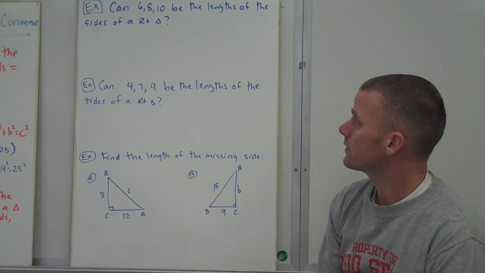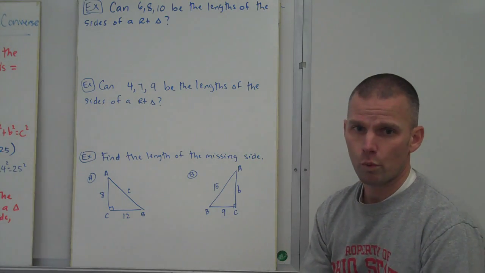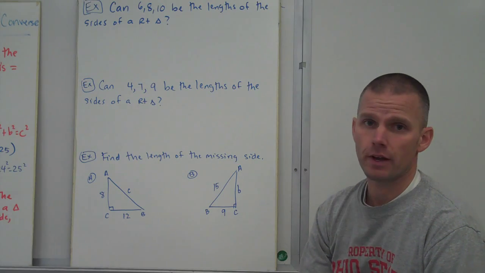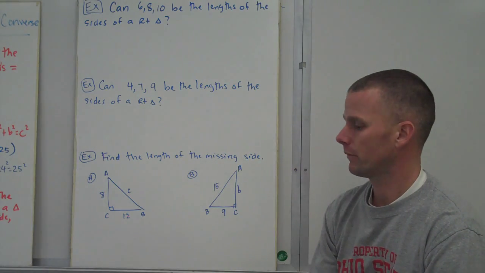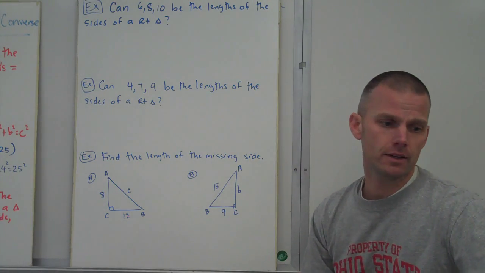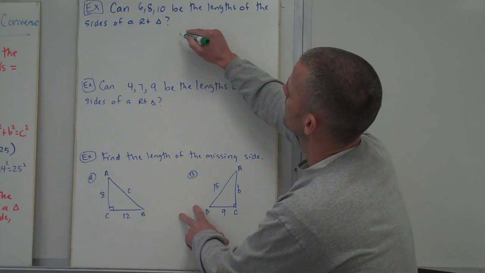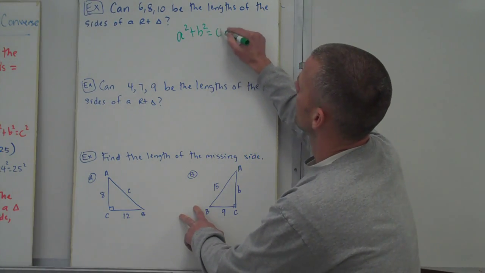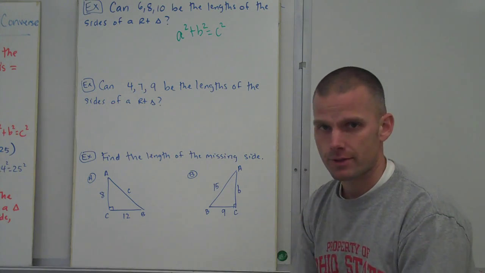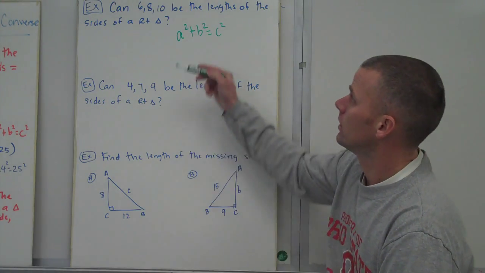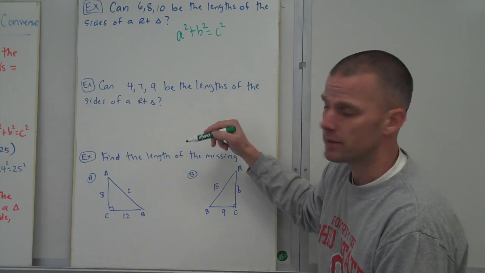So our first example: can 6, 8, and 10 be the lengths of the sides of a right triangle? We've got side lengths of 6, 8, and 10. Is that triangle going to be a right triangle? Well, we can apply our Pythagorean theorem to that and see if it holds true. I'm going to set up a squared plus b squared and set that equal to c squared. Remember, c represents the hypotenuse. That's the longest side of a right triangle. So here where we've got 10, we're going to use that for c. 6 and 8 can go in for a or b. It doesn't matter which one.